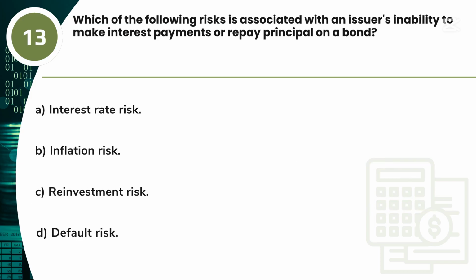Question 13. Which of the following risks is associated with an issuer's inability to make interest payments or repay principal on a bond? A. Interest rate risk. B. Inflation risk. C. Reinvestment risk. D. Default risk.